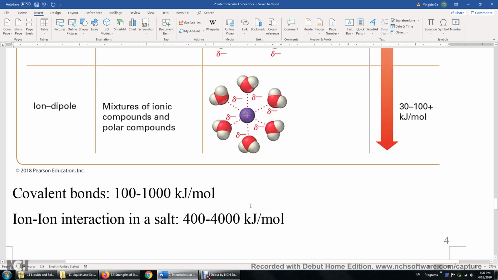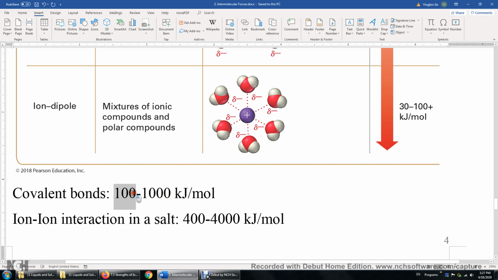Now let's compare those numbers with the strength of a typical covalent bond. A typical covalent bond has a bond energy between 100 to 1000 kilojoules per mole. So this number is huge. So what kind of molecules have such a strong bond? For example, nitrogen molecule. There's a triple bond between the two nitrogen atoms. Or carbon monoxide. There's a triple bond between the carbon and the oxygen atoms.